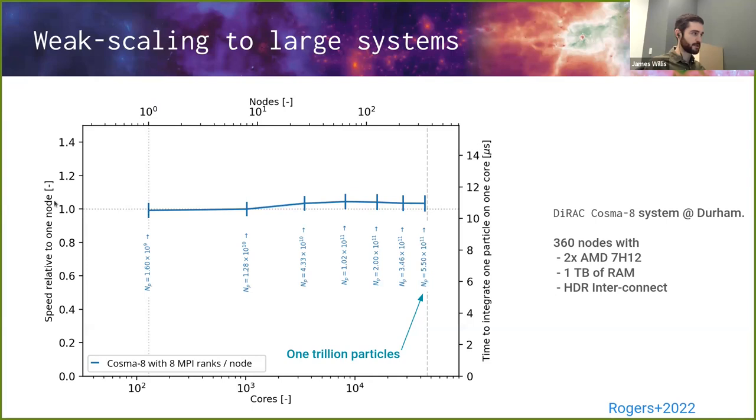So the ideal case is if this line was flat across here, but as you can see, we are very, very close to this flat line, showing how well we weak scale with the number of nodes and the problem size. So this is when we ran 8 MPI ranks per node on these AMD CPUs, where, I think, we run 1 MPI rank per NUMA region on the CPU, and then run threads per MPI task on top of that to process the tasks.